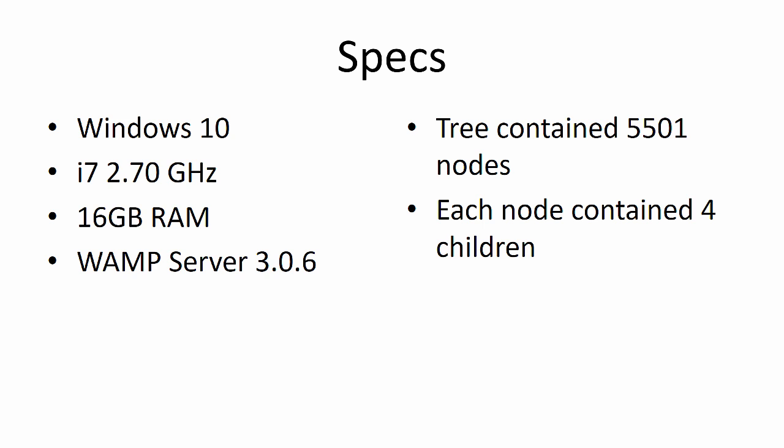When we created the trees, the nested set and the nested interval both had 5,501 nodes. That gives us one root node and then 5,500 children. And so each node would have 4 children off of it. That was just the data structure that we decided to use.